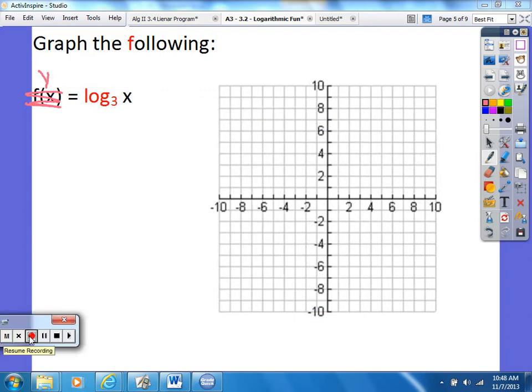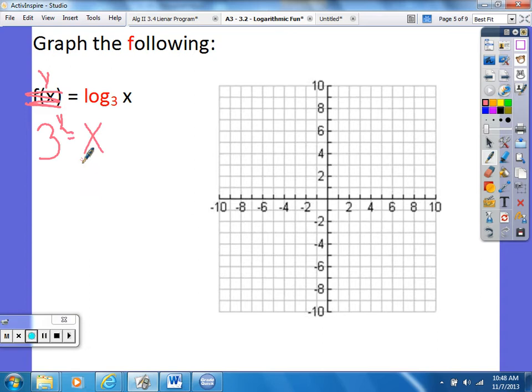So what we just did was we changed the f of x to y. Because what I'm going to do now is change it from a log function to exponential. What's the base of the log? 3. 3 to the y. Right?